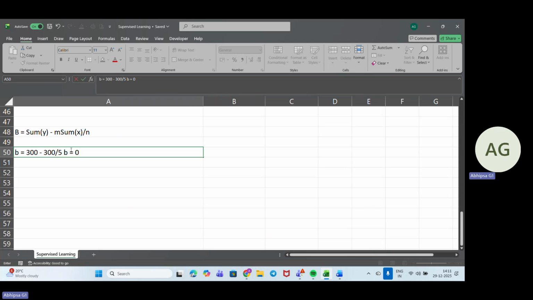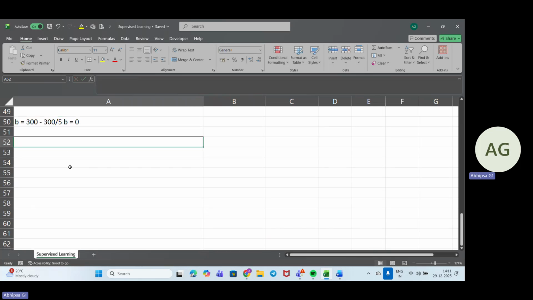So the final linear regression result, the line that needs to be fit, that is coming equals y equals 0.04 x plus 0. Okay, so this is how we are getting the value.